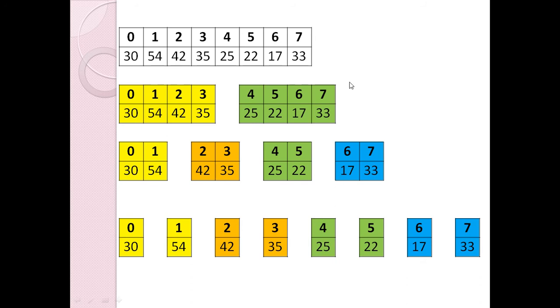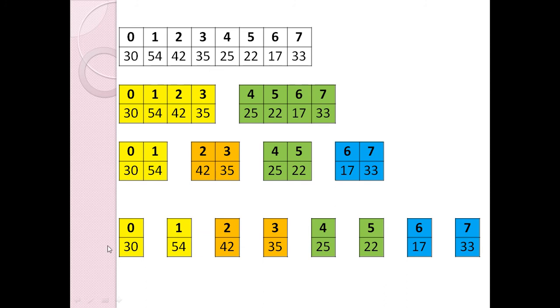So what happened is initially we had one problem which we want to sort having eight elements. And after dividing it recursively again and again, we now have eight lists. Each list has only one element. What is the benefit of having one element in a list? That these eight lists are each already sorted.